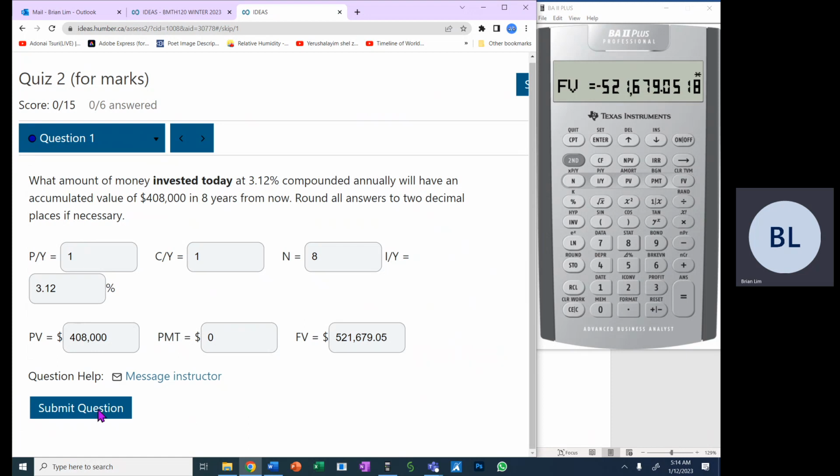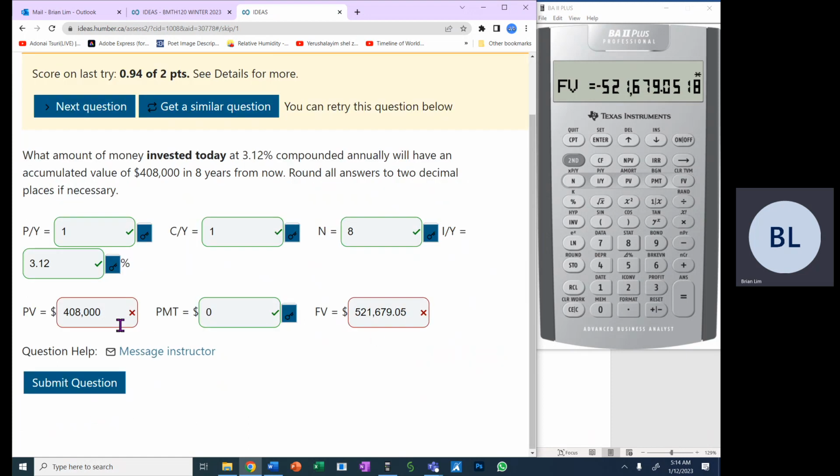So let's make our submission now, and we have 2 wrong answers. Okay, so what's happening? Let's go and recall. So we recall present value, 408,000, it looks correct. And we recall the future value, 521,679.05. So both seem to be correct. Let's go and recall the IY value, 3.12, that also is correct. And let's recall N, and it is 8. So we may have a problem. Now, okay, there is the problem.